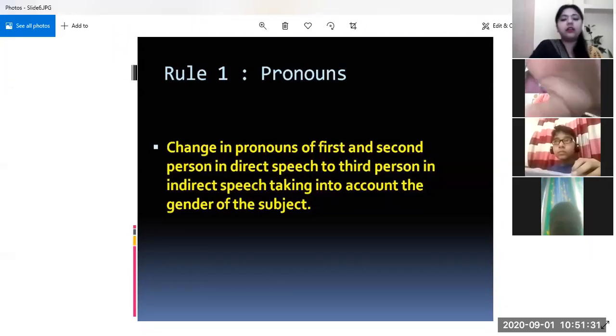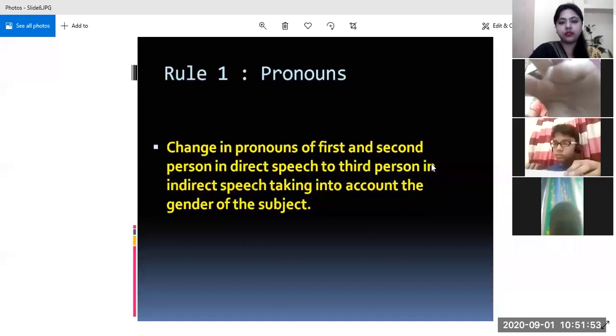And in the reported speech, what was it? The pronoun was in first person. I is what? First person. So when it changes into indirect speech, that I will change depending upon the gender of the subject, and the gender of the subject in this sentence is he. So it changes into he again, right?